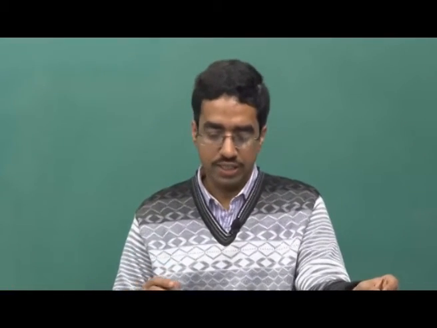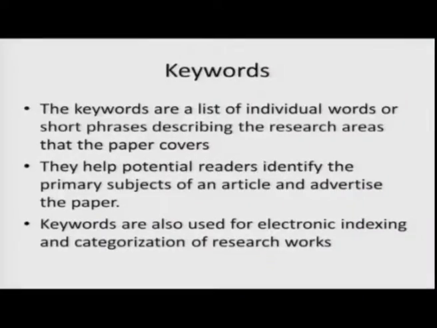So, let us look at these. The keywords are a list of individual words or sometimes even short phrases describing the research areas. So, they help potential readers identify the primary subjects of your article, and as I mentioned, they advertise your paper as well. They are also used for electronic indexing and categorization of research works.